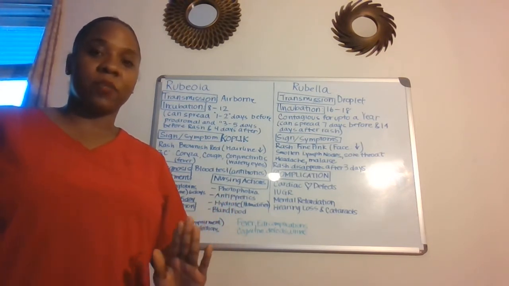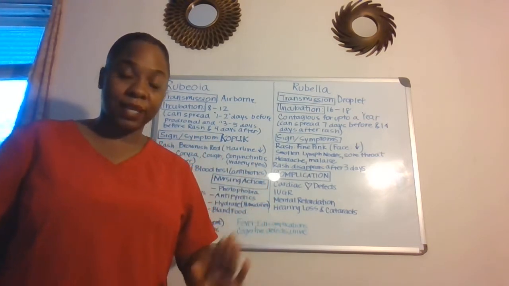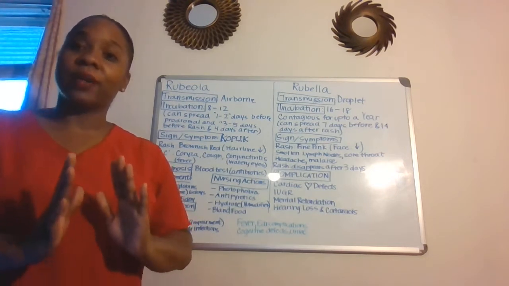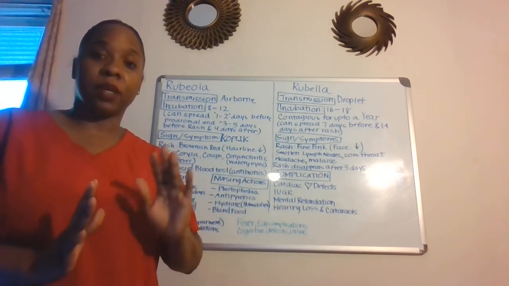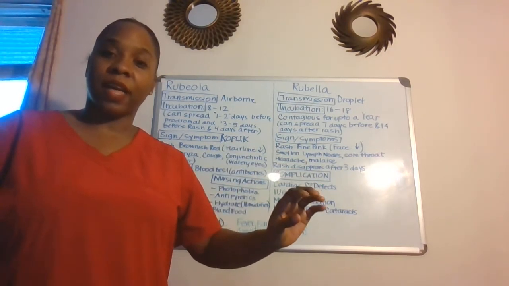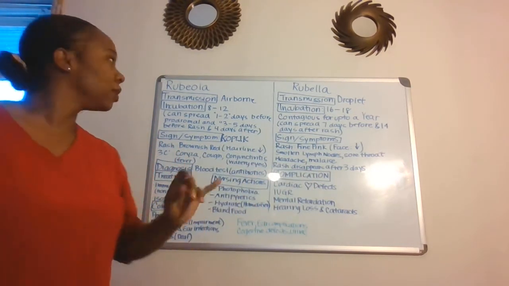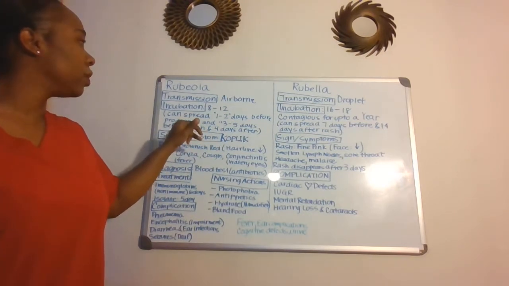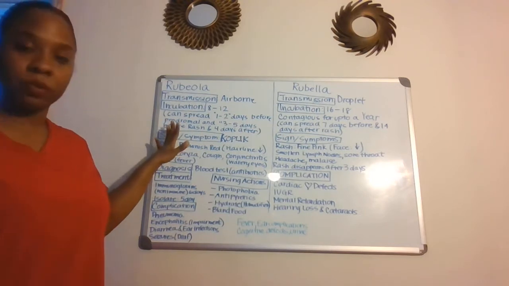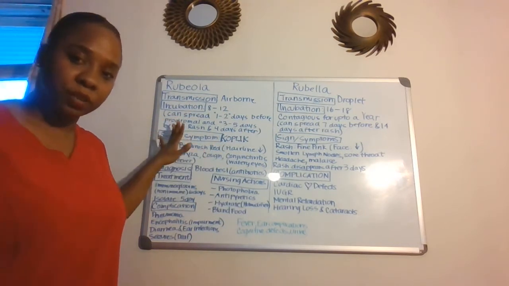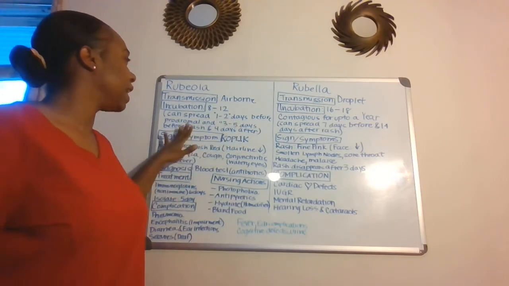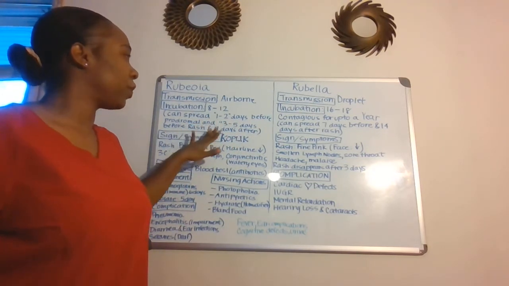So now that we know it's 8 to 12 days, take that 12, put a mark in between it. So now you know it can spread 2 to 3 days before a rash, and then 3 to 5 days can be spread 1 to 2 days before the prodromal, as in symptoms to illness, and then 3 to 5 days before rash and 4 days after.